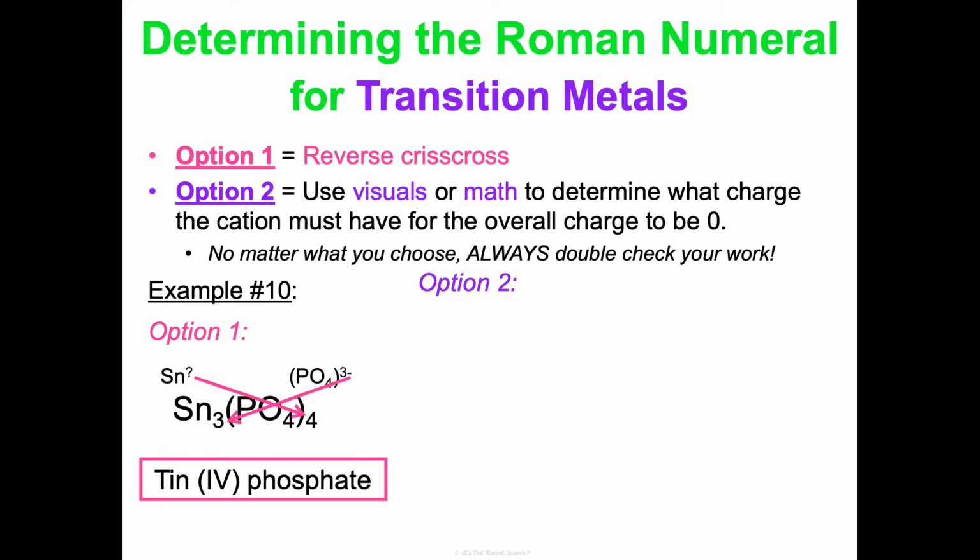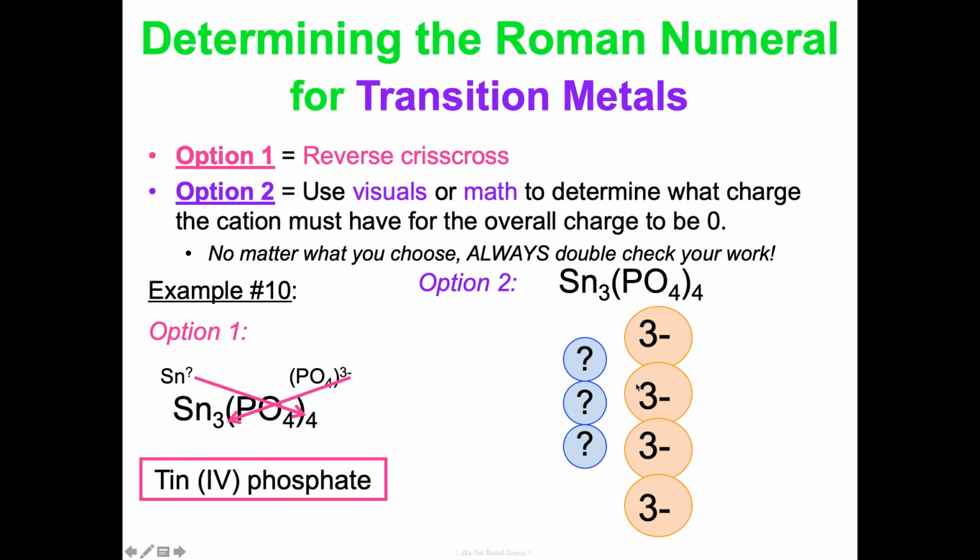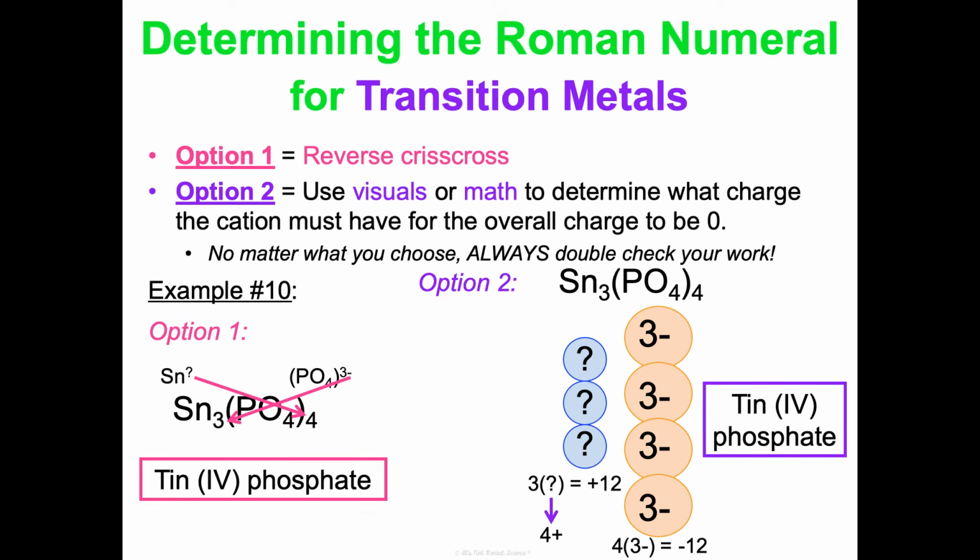All right, let's do another option. Same thing, let's look at an example. So look, we have 3 tins in this compound, and we have 4 phosphates that all have a -3 charge. Okay, 4 times -3 gives me -12. That means 3 times whatever this question mark is must give me +12, so that the positive and the negative overall make 0. And so that's where we can also figure out that that must be that +4, so it's tin for phosphate. Okay, this will get easier with practice, I promise you.